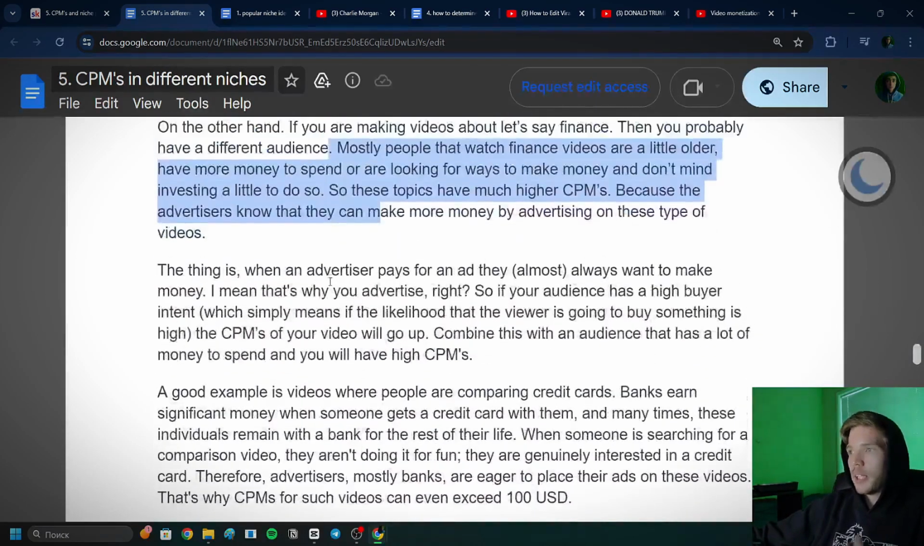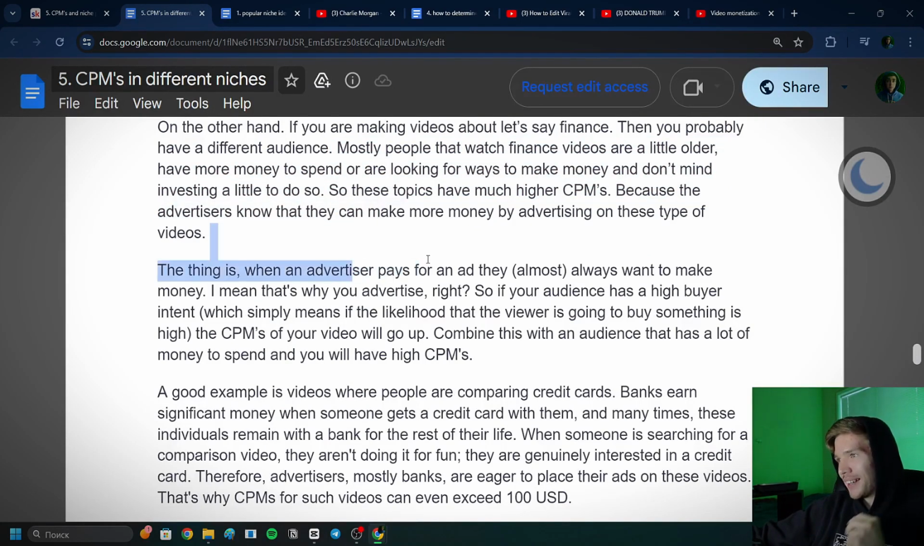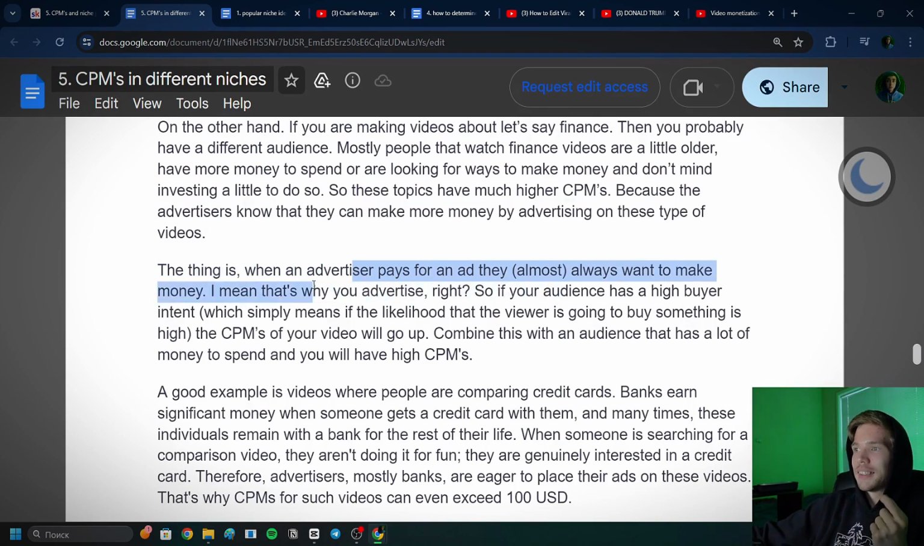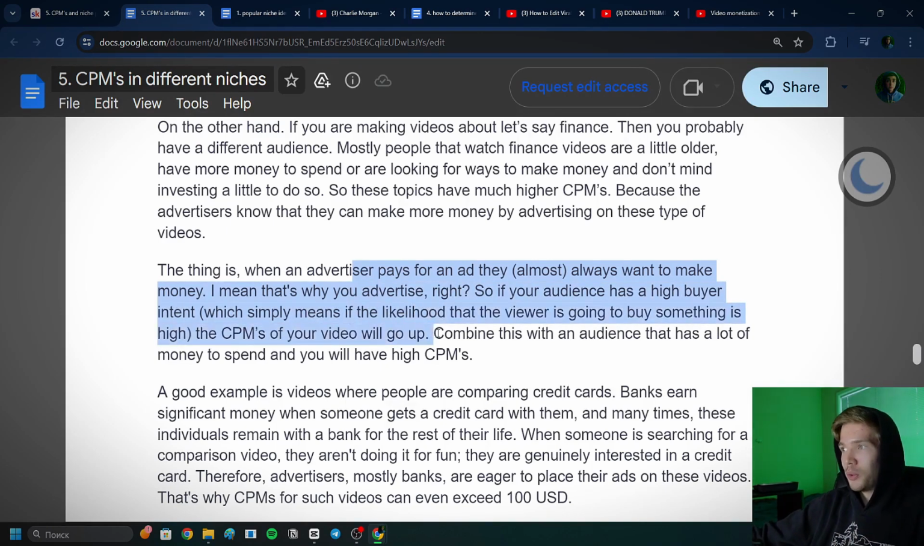The thing is, when an advertiser pays for an ad, they almost always want to make money, right? So I mean, that's why you advertise. So if your audience has a high buyer intent, which simply means the likelihood that the viewer is going to buy something is high, the CPM of your video will go up. So combine this with an audience that has a lot of money to spend, and you will have high CPMs.